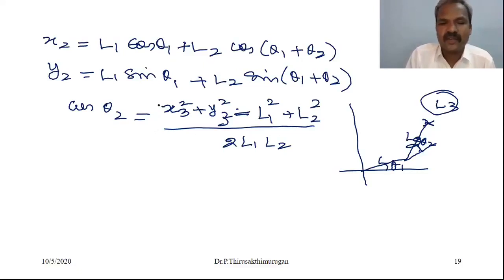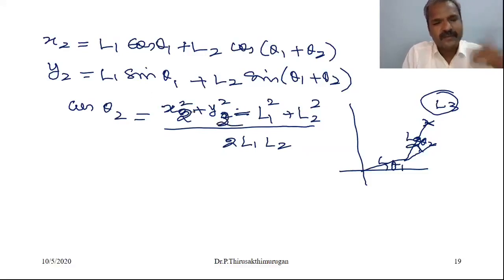So, cos theta 2 equal to, as usual, x2 square plus y2 square. Previously, we simply put x square plus y square. But in this case, we have the x2 and y2. Using this value, you can substitute here. So x2 square plus y2 square minus L1 square. Sorry, here also minus L2 square, right?